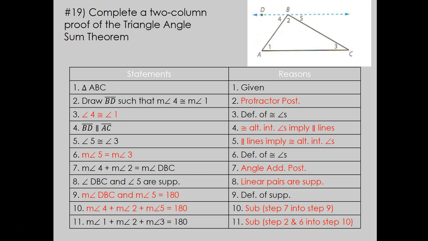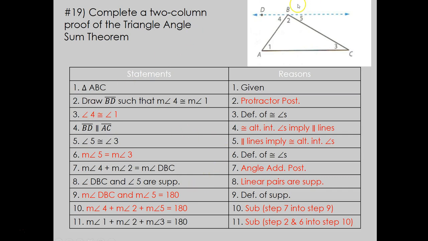I went ahead and solved number 19 for you. This was actually assigned as homework. This is the formal proof of what we learned in the theorem. Complete a two-column proof of the triangle angle sum theorem. And what I basically want to do is just go over the thinking behind this theorem.